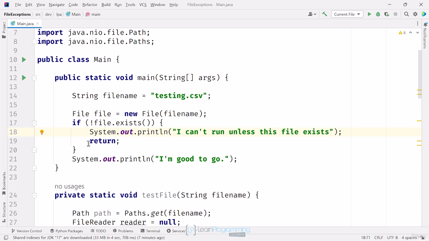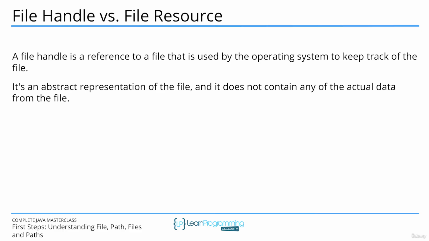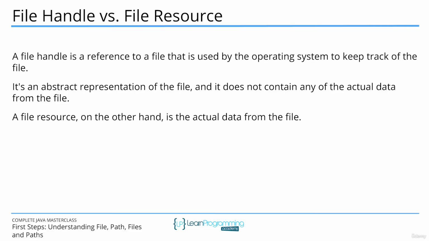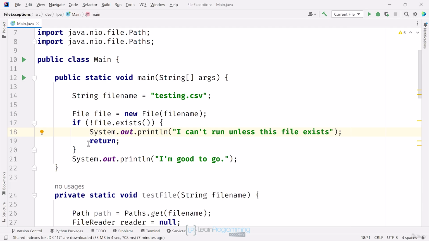let me explain it. A file handle is a reference to a file that is used by the operating system to keep track of the file. It's an abstract representation of the file, and it does not contain any of the actual data from the file. A file resource, on the other hand, is the actual data from the file. It is stored on disk, and it can be accessed by the operating system and by applications. In the case of the File class, we're only ever dealing with a file handle, so we don't open or close this. With that in mind, let's look at this class.